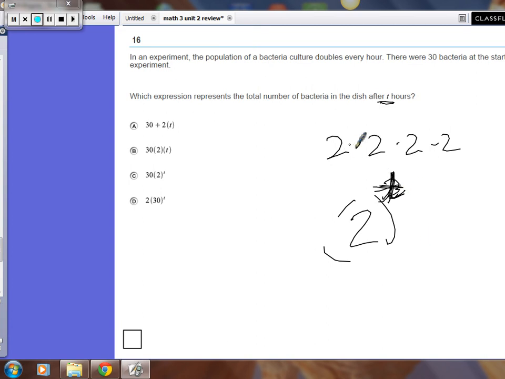So if it were to double 4 times, 2 times 2 times 2 times 2, that's 16. 2 times 2 is 4 times 2 is 8 times 2 is 16. And then you would times that 16 by what you started with. So this is what you start with. We're going to go with C. And then we're going to double it, so we're going to times it by 2. And then this t represents how many times you're going to double it.